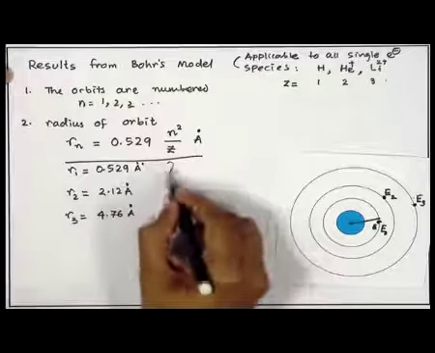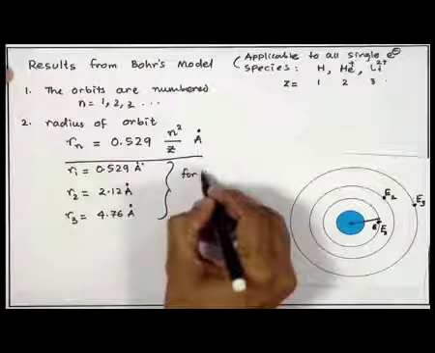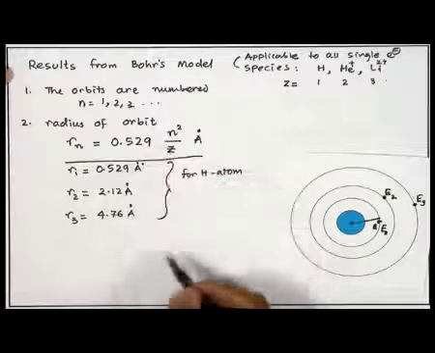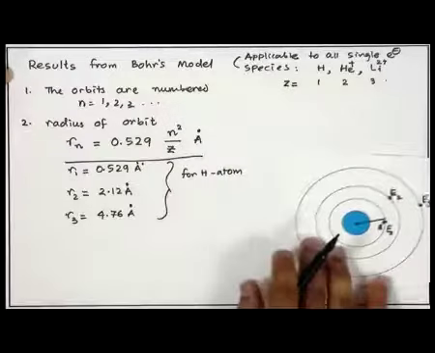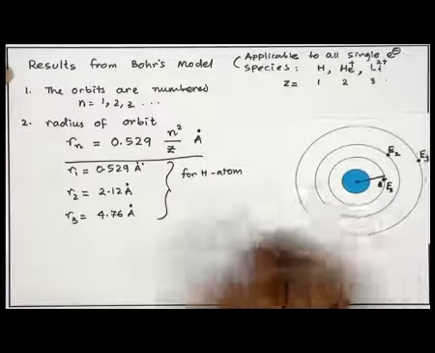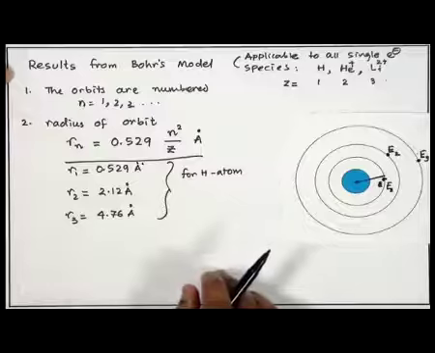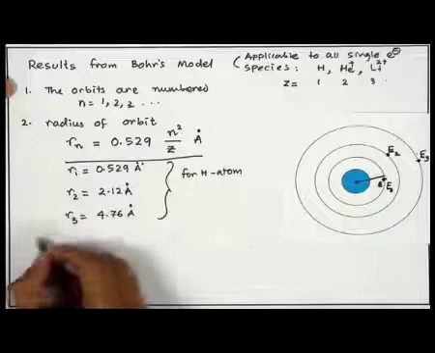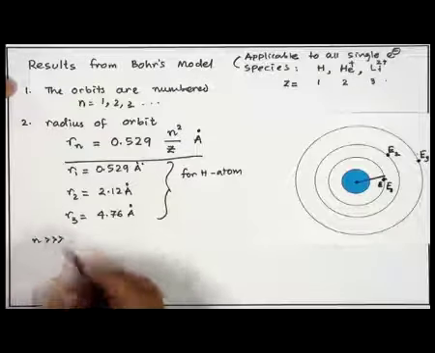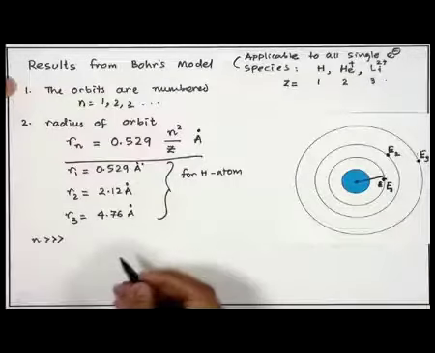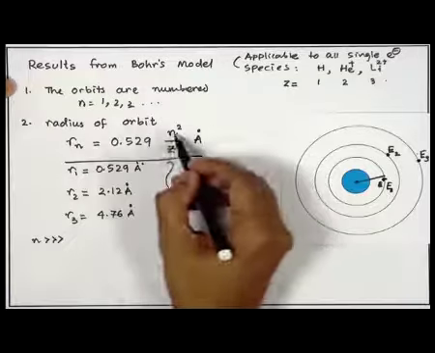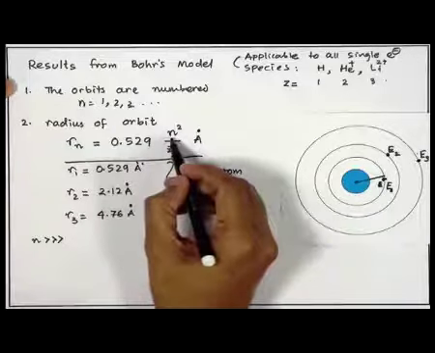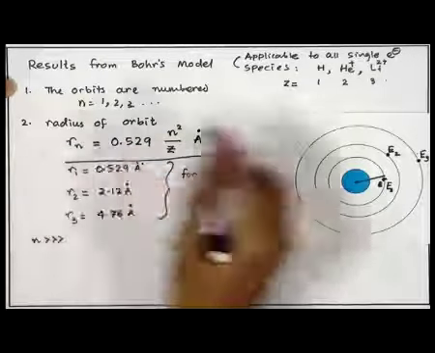These are all for hydrogen atom, because we have used z as 1. If we use z as 2, then we will get the radius of the orbit for helium plus. What is the maximum value of n? n can be anything, it can be as large as you want. But when n is very large, you see the radius goes as n square. So, therefore, the radius becomes infinite.